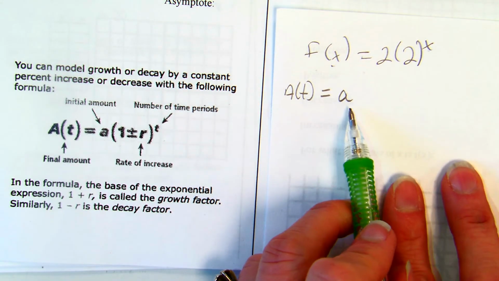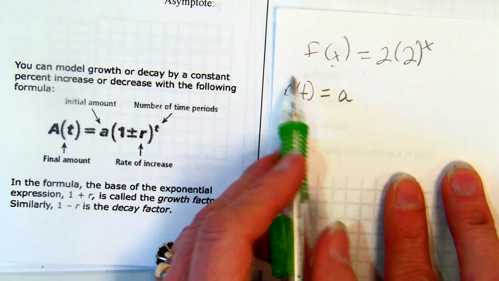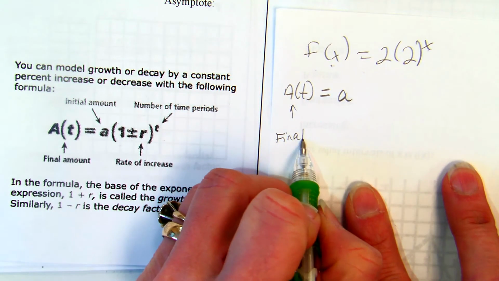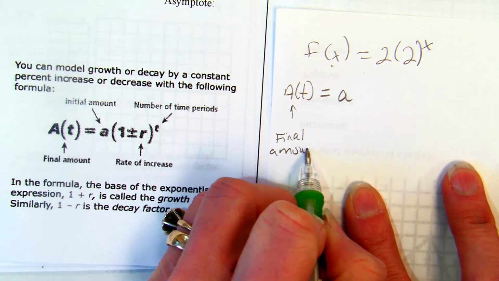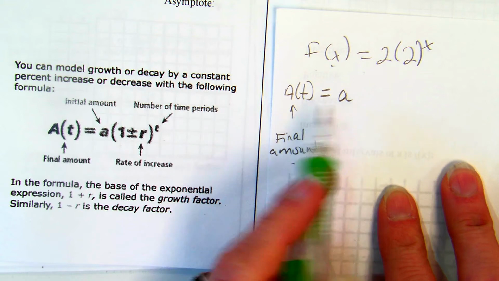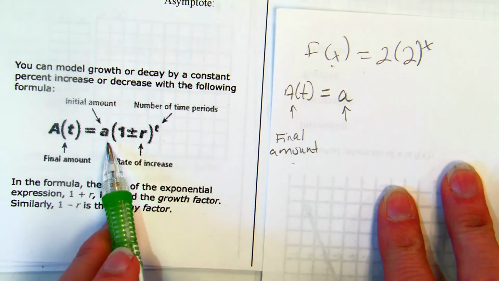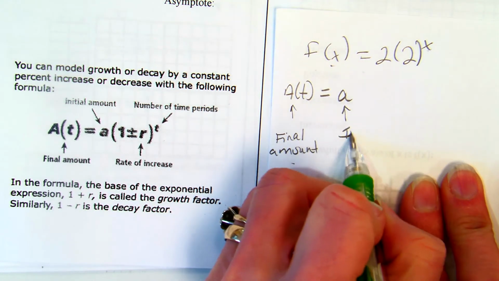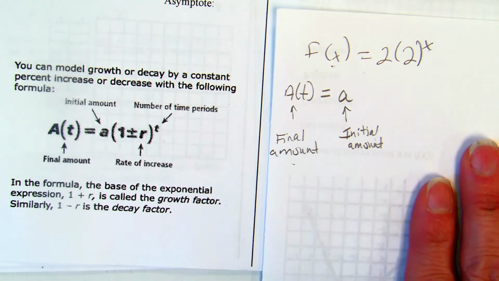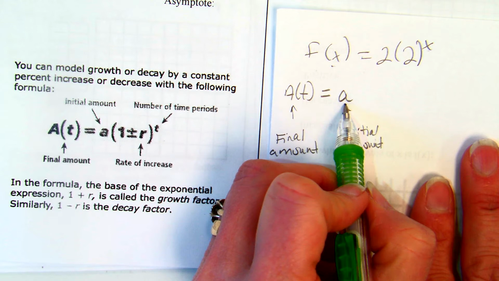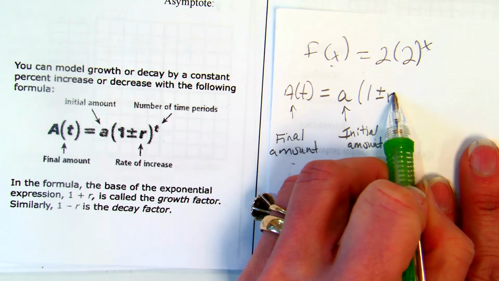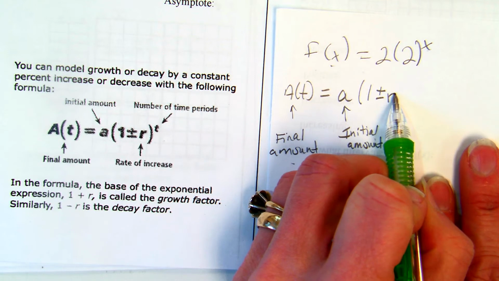So A of t equals, this A is the initial amount that you start with, okay? This A of t, this y value, is the final amount of money or population or whatever you're talking about. So A of t equals, this A represents the initial amount that you start with. Initial means what you start with, so the initial amount. So A times 1 plus or minus a percentage rate, okay?